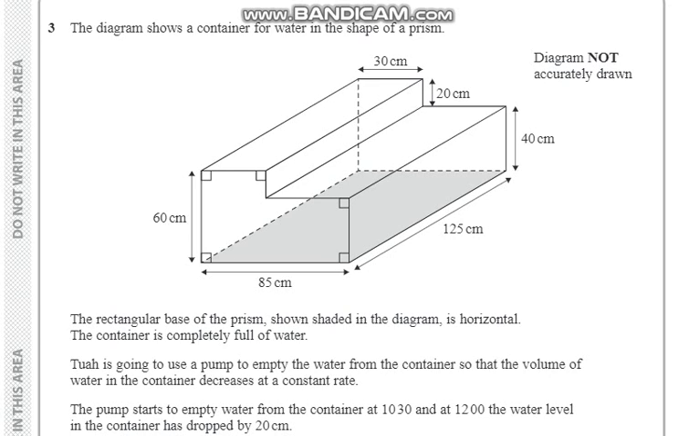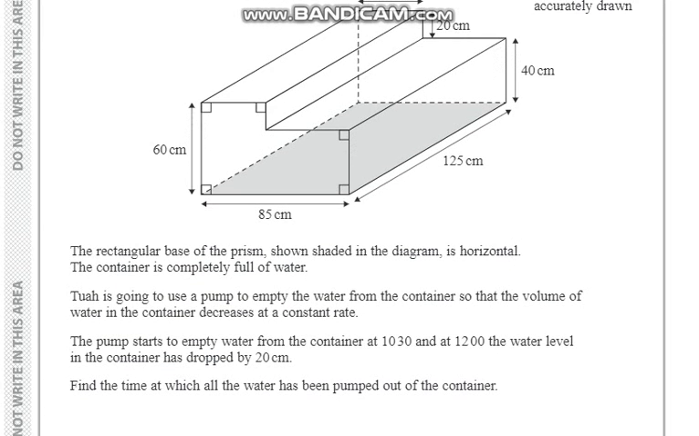Today we are attempting the third question of the Mathematics A paper 1H series. So let's get started. The third question is: the diagram shows a container for water in the shape of a prism. Okay, that's the prism shown. And they say the rectangular base of the prism, shown shaded in the diagram, is horizontal. The container is completely full of water from top to bottom.